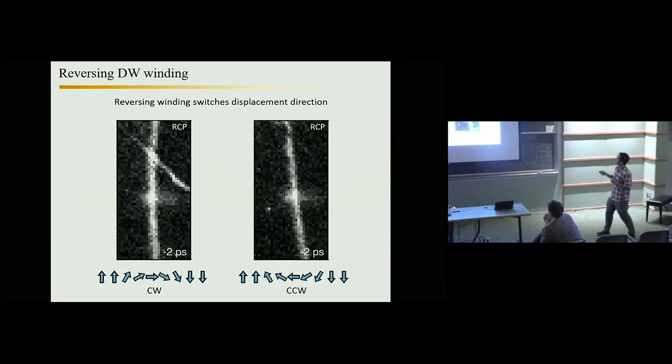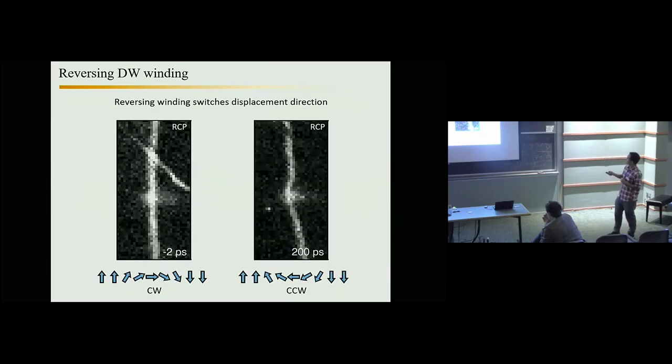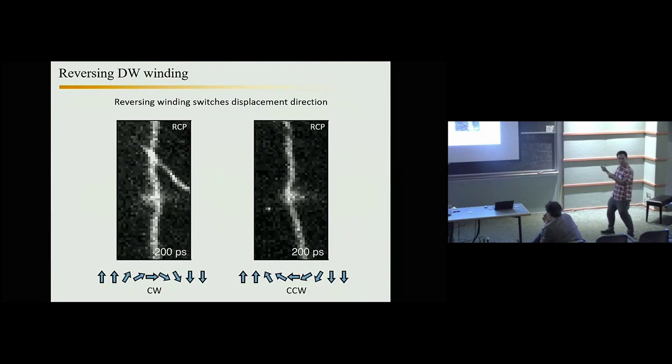How about for domain walls with opposite winding? Okay, again, I'll play the two videos. With the same helicity of drive, now the walls get pushed in opposite directions. So it seems like it's the combination of the winding of the domain wall and the helicity of light that determines the direction of the force.